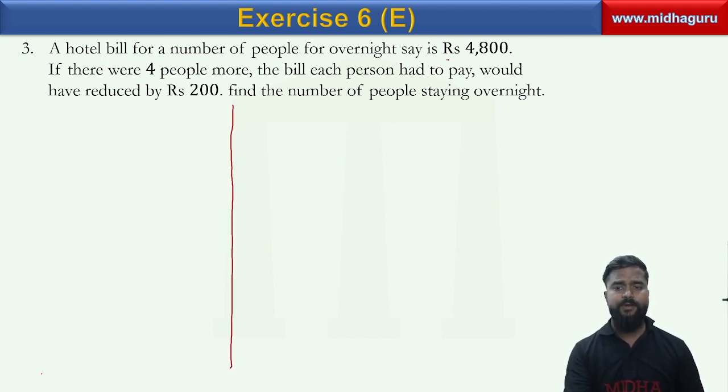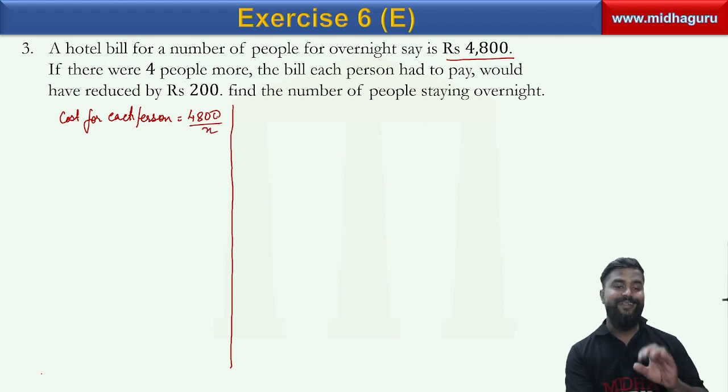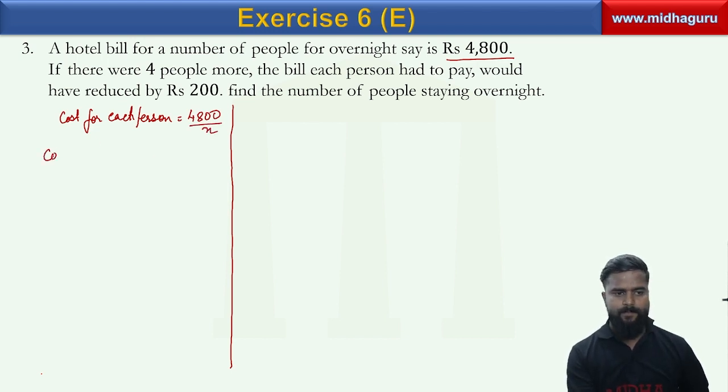Now since the total bill remains same, cost for each person, originally this would be 4800 by, we don't know the number of people, we take it as x. Now the cost for each person in the new case, since the number of people has increased by 4, will be 4800 by x plus 4. Now since x plus 4 is greater than x, which means 4800 by x, since x is in the denominator, will be a greater fraction.